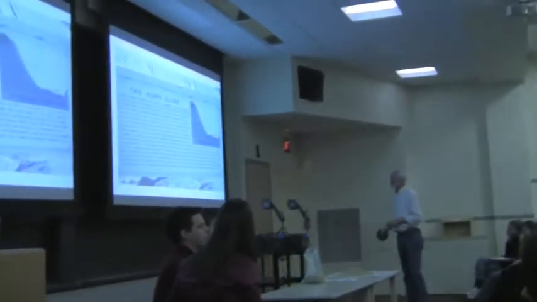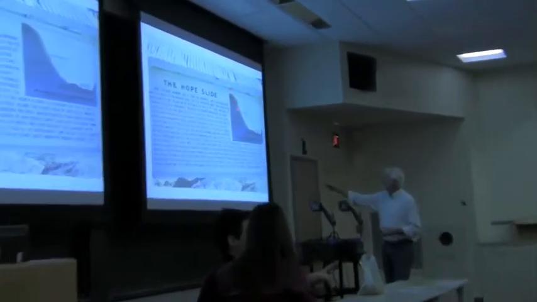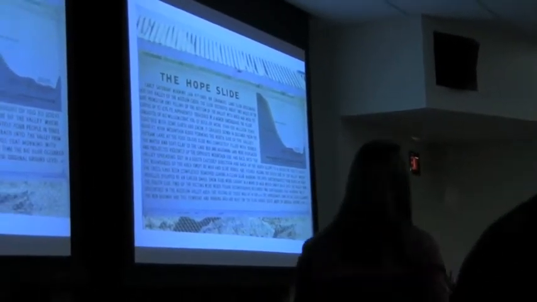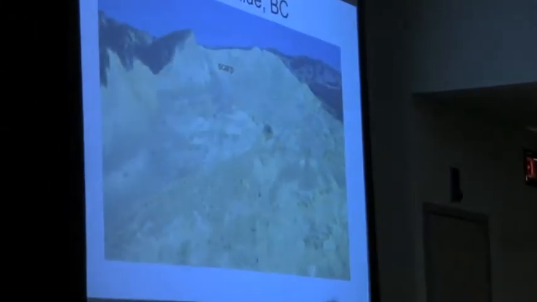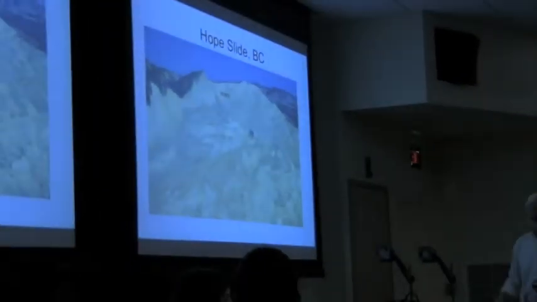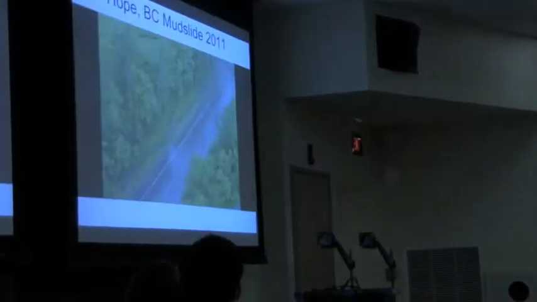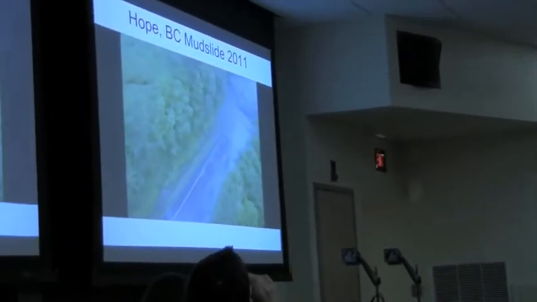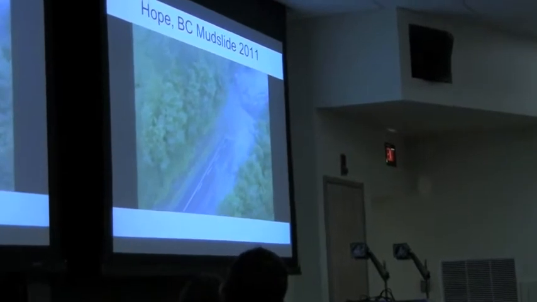All right? The Hope Slide came down as well in 1965 in British Columbia. So I'm just showing you examples. And as they move down, they leave a scarp. 1965 was a pretty long time ago. Look at that. Look at all that rock debris. So these mountains are going up and they're coming down. Here we are. Oh, British Columbia's not done. They're still coming down.